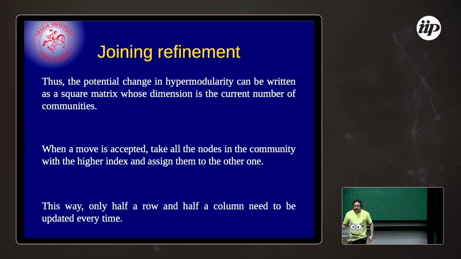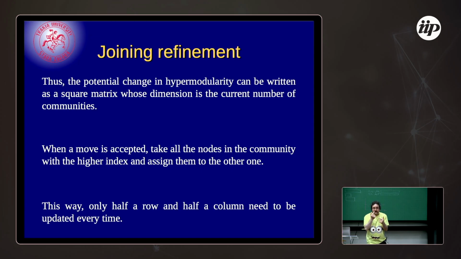How do you do this efficiently? If you think about it, if you have whatever C communities, the change is a C by C square symmetric matrix. Why symmetric? Because if I put together community 3 and community 5, it's the same as if I put together community 5 and community 3. Now, suppose you accept a move, put community 3 and 5 together, all you have to do is take the community labels of the nodes that were in community 5 and change them with 3. So we say 5, 5, 5, 5, and now we are 3, 3, 3, 3, 3, and forget about the row and column number 5.